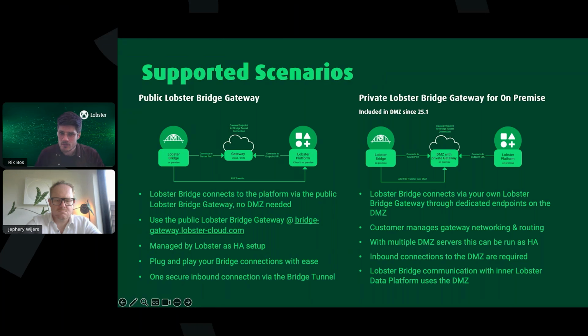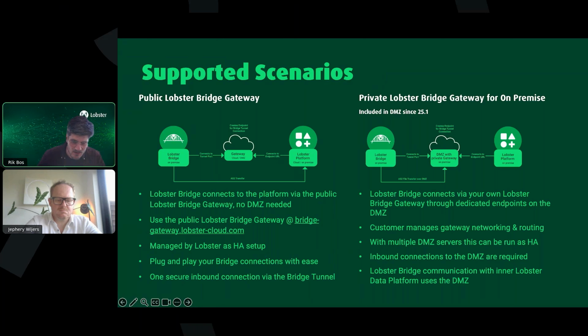Then this setup also works. And basically what we can do then is we can transform the DMZ, starting with 25.1, also into a private gateway. So as soon as you open up a port from the DMZ, and the Lobster Bridge is able to find that DMZ and they can find each other, then all traffic is routed through there.